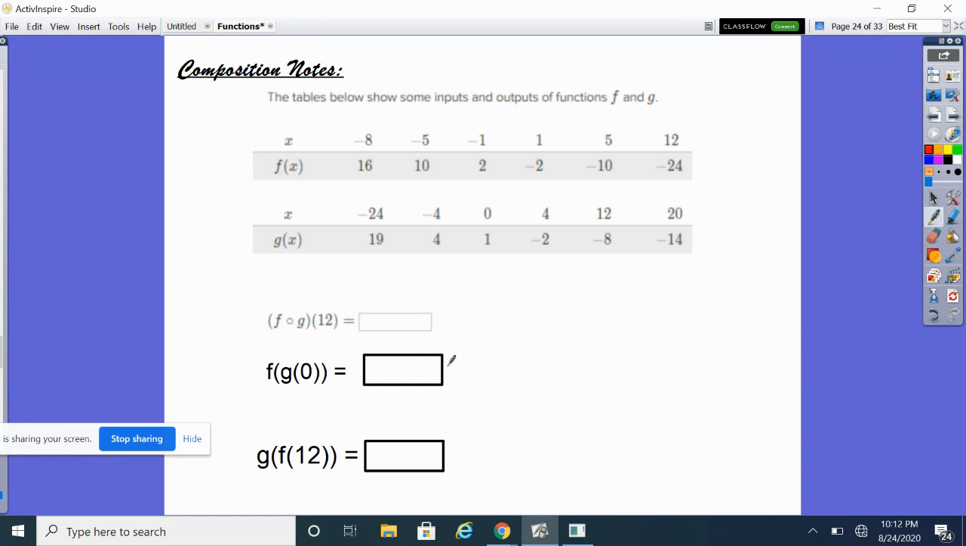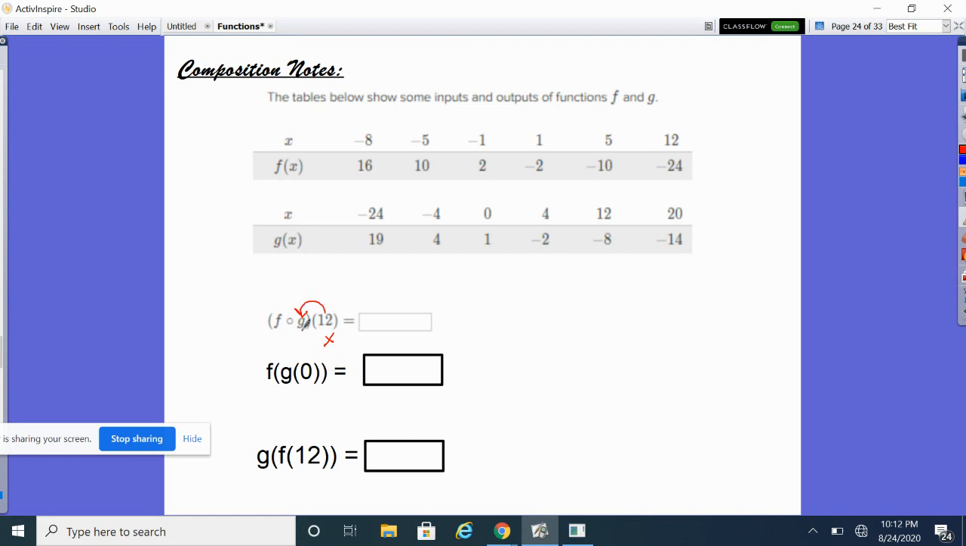So what are we trying to do? We're trying to work our way backwards. Inside out is what they call it. And that makes more sense down here. But you're going to start with the number, and you're going to go to that function or that table. This is your input. This is your x.